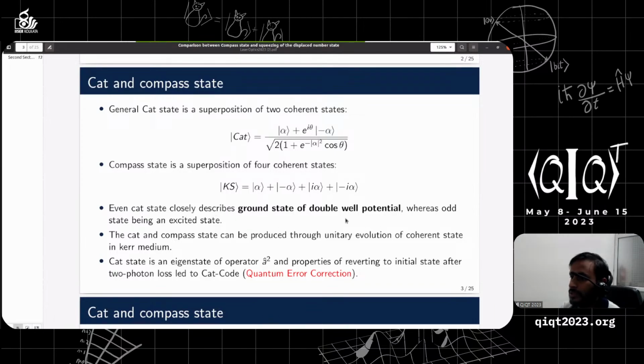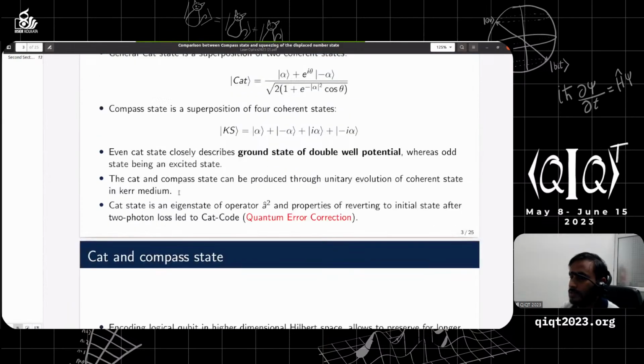These cat states can actually be found in the double well potential. The ground state describes the even cat state of the double well potential, while the odd state is the excited state of this double well potential. There exists Kerr-type interaction. In the time evolution of the coherent state in the presence of Kerr-type interaction, this type of cat state and compass state can be seen.